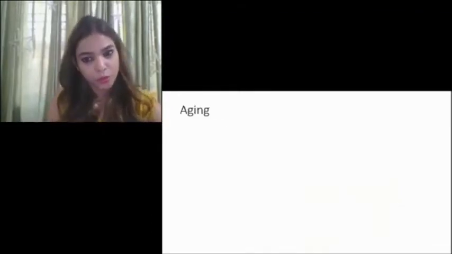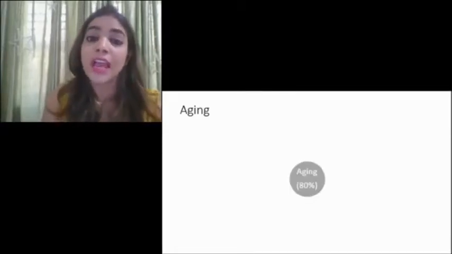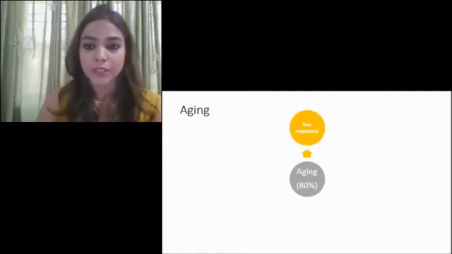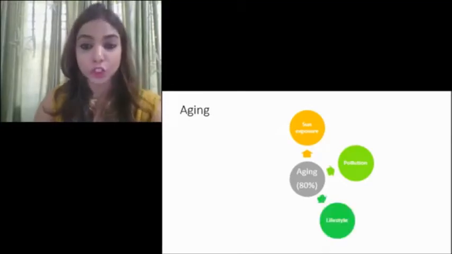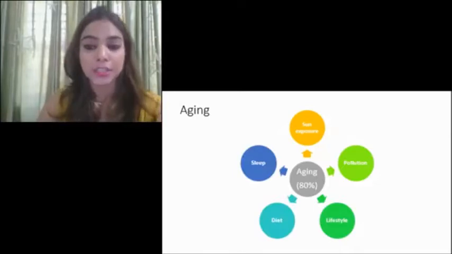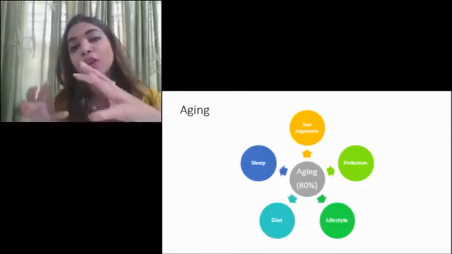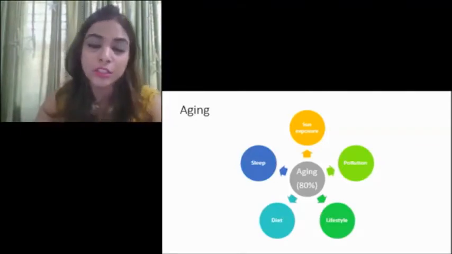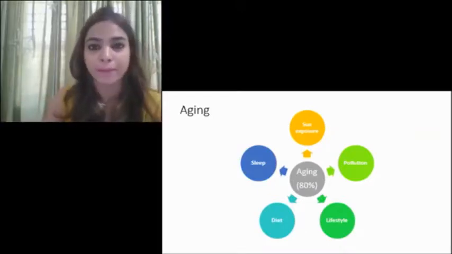So, what are the signs of aging and how does it occur? 80% of your aging is actually due to factors from the outside, or extrinsic factors. The first main factor is sun exposure. The second main factor is pollution. Third, lifestyle factors like smoking, your diet, and your sleep. All these things play a very big role in aging. That means if you want to age less, you want to reduce your rate of aging, you have to work on all of these things, not only your skin.